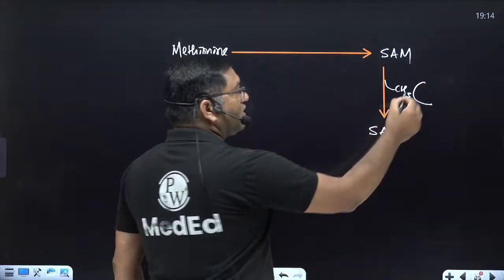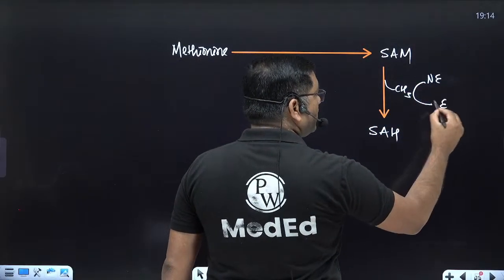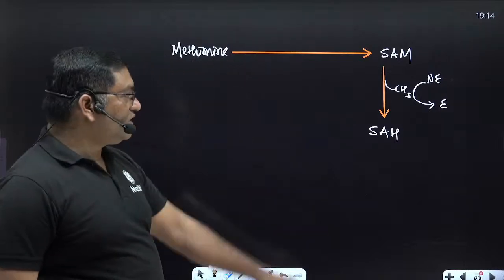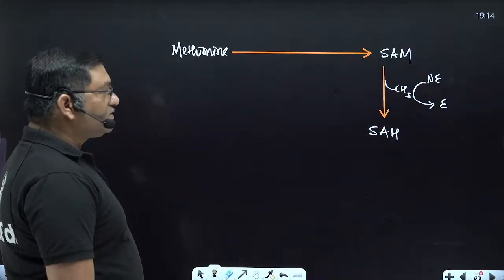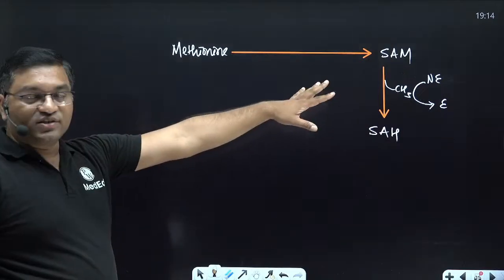For example, norepinephrine is converted into epinephrine, or guanidinoacetate is converted into creatine. So this is the transmethylation reaction.